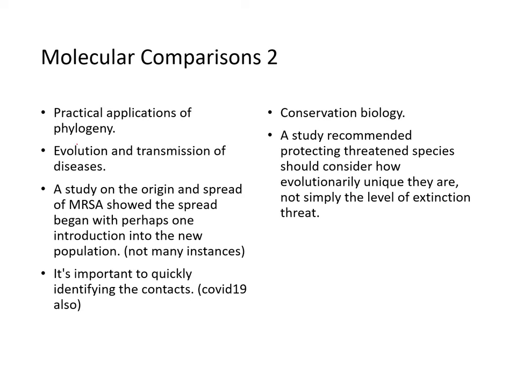So what is the practical application of phylogeny? You use it for the evolution and transmission of diseases, as we have seen with SARS-CoV-2, and also in the study of the origin and spread of MRSA, multi-drug resistant Staphylococcus aureus. This spread began with perhaps one single introduction into the new population instead of many cases in a population. So it's important to quickly identify the source. We have seen that with COVID-19 too.